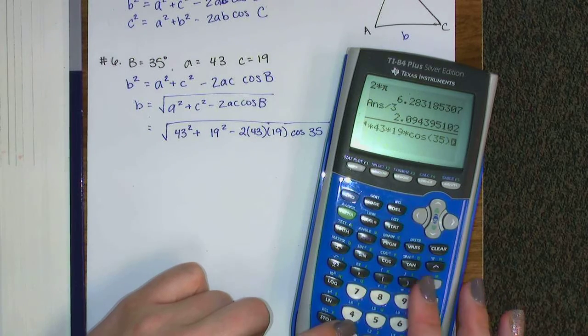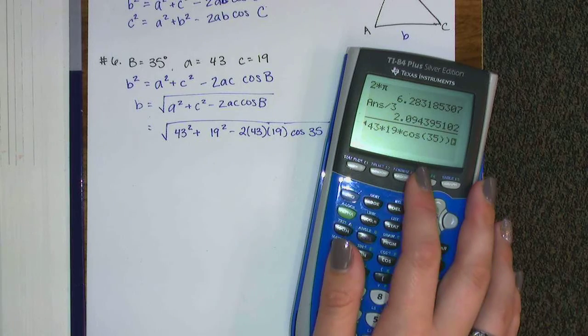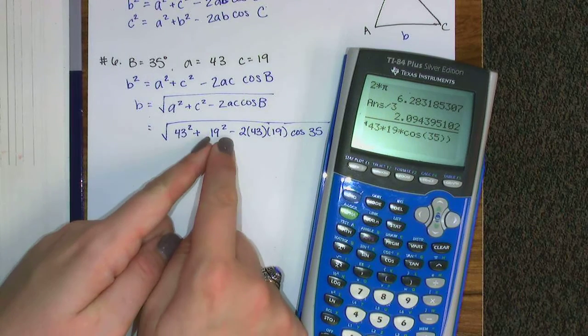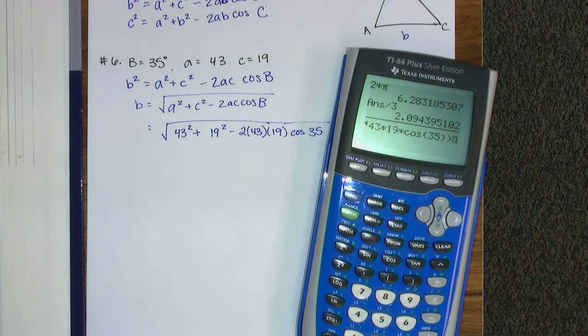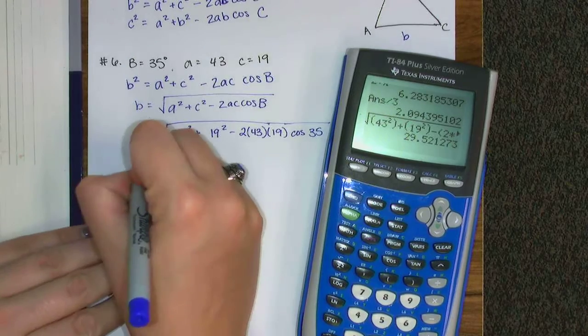If you use that amount of parentheses, you should be good the way I just did it. I did each individual one in parentheses, and then I did this whole chunk here in parentheses. It should come out fine after that, because it'll do everything in parentheses first. So the square root of that is 29.5. We'll just call it 30. We'll round to the nearest whole number, so B is equal to 30.